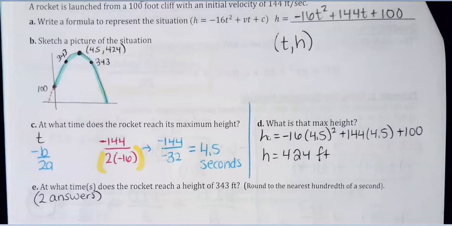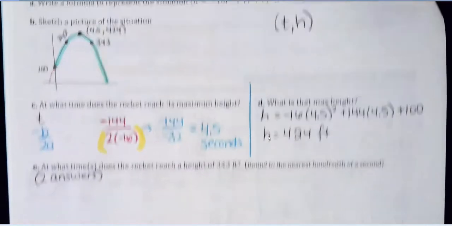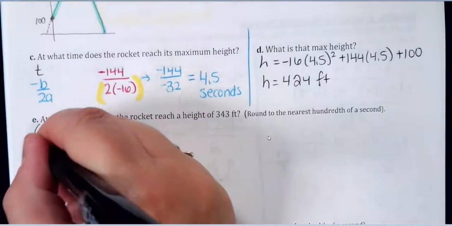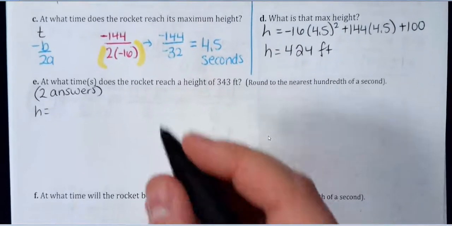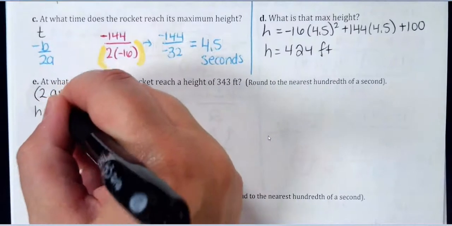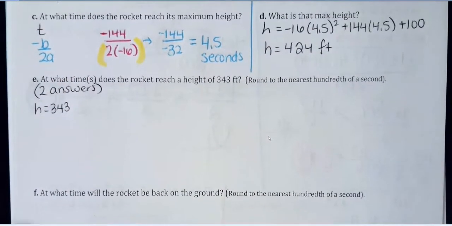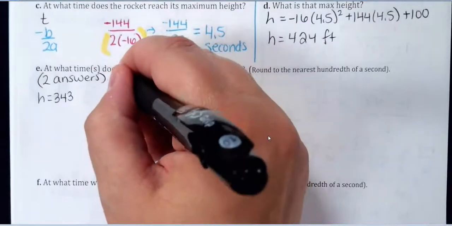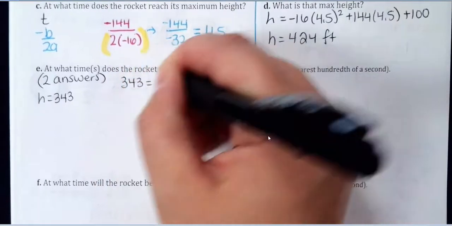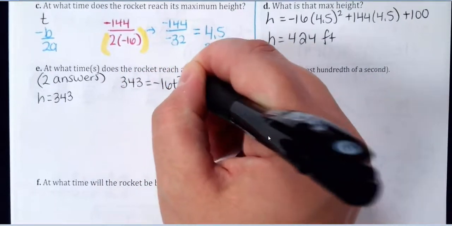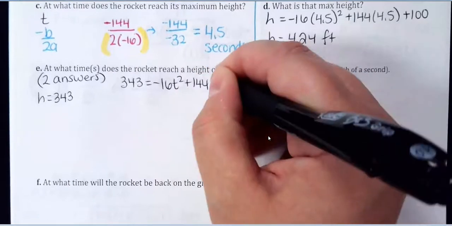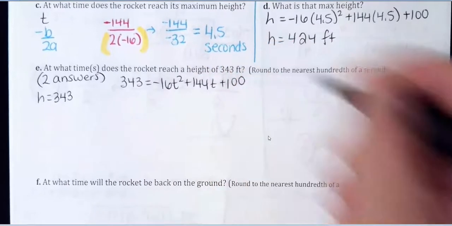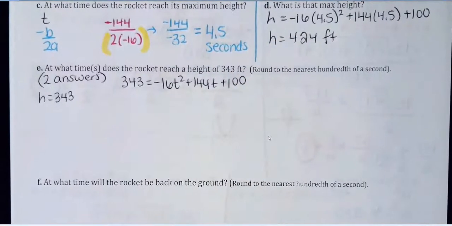Anybody know? Yeah. Exactly. Okay. So the equation is equal to the height, right? You want to know when it's going to hit a height of 343. So we're just going to sub that in for the height. All right, so 343 equals negative 16t squared plus 144t plus 100. So then, how would we solve that?